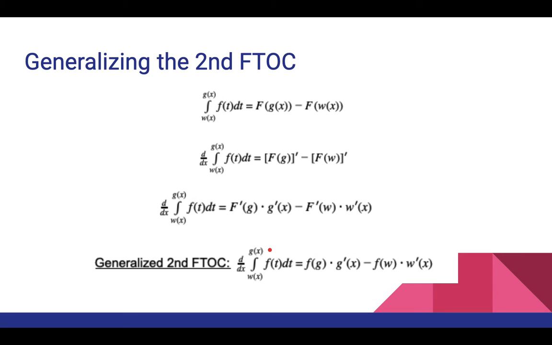So as a result, this gives us a generalized result for our chain rule, or for the second fundamental theorem of calculus. Specifically, when the integral has a lower and upper bound that are both functions, the derivative of our integral is going to be equal to the original function f evaluated at g times the derivative of g, minus the original function f evaluated at w times the derivative of w. Okay? Again, the idea being that the derivative of uppercase F right here is nothing more than our original function lowercase f.